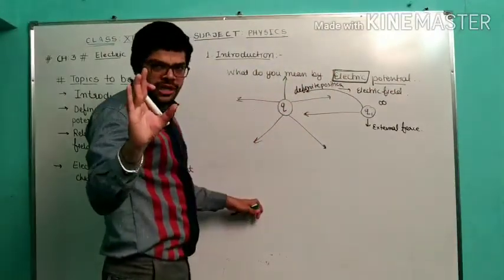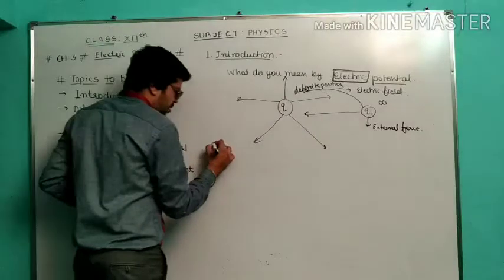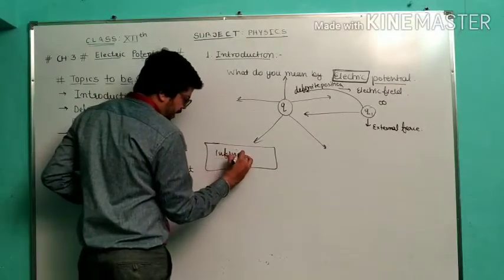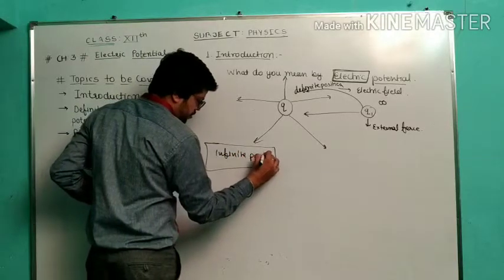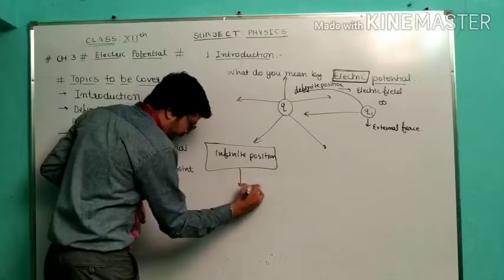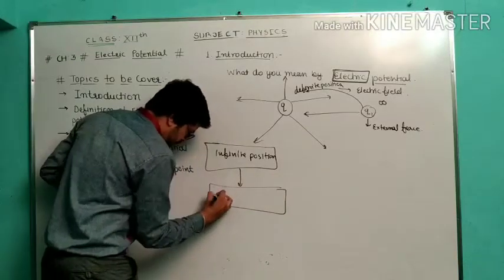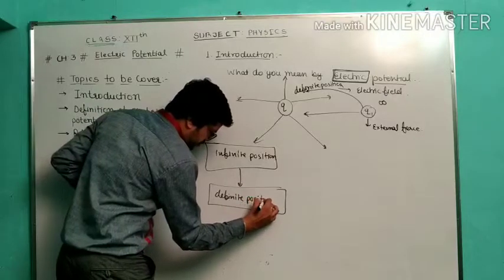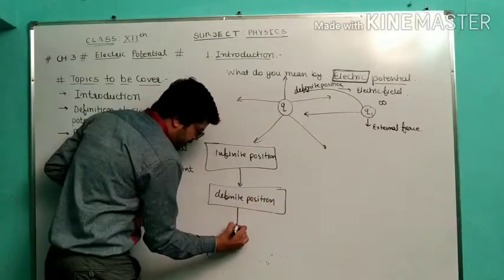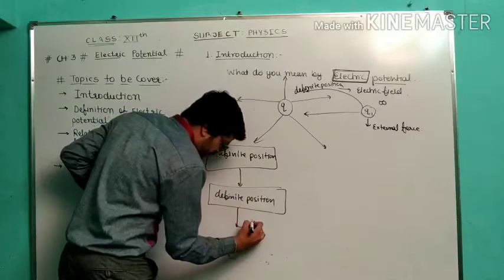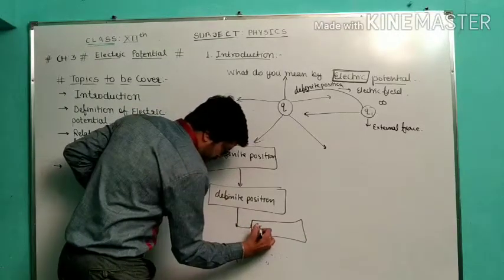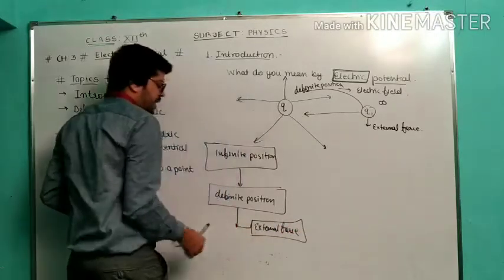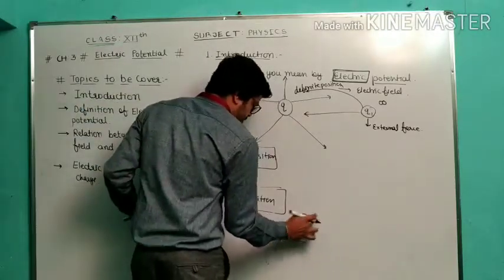In the flow chart, I'm going to be explaining also these things. First, what happened? A charge at infinite position, we are bringing at definite position, and for this definite position we have to use what? External force.